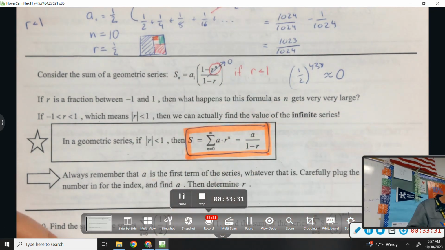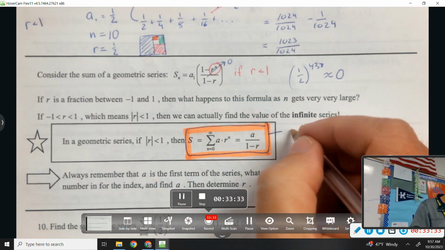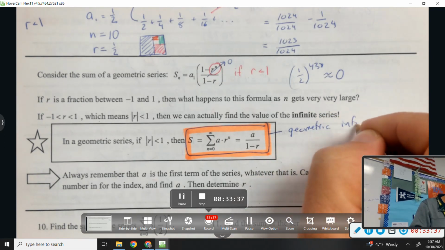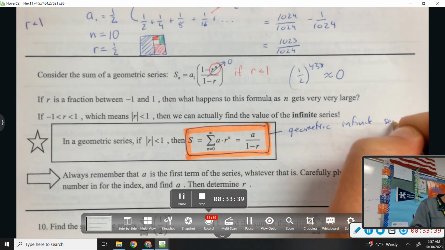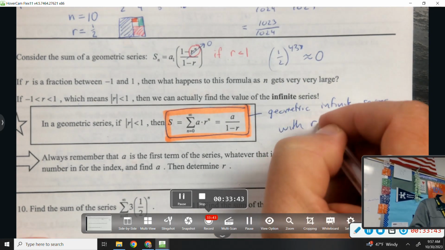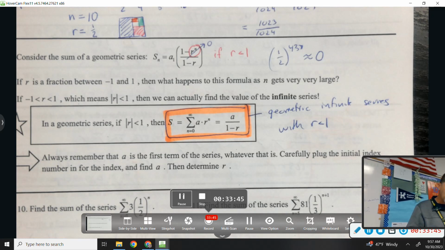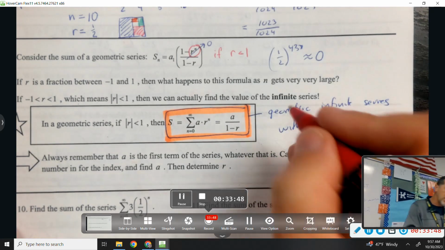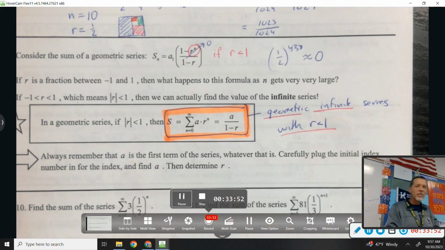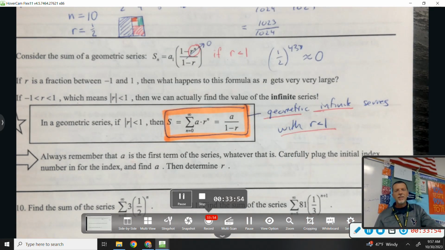Now, be careful, this is only for a geometric infinite series with r less than 1. So it's a great formula, but it's only for geometric, only for infinite, only when r is less than 1. So, nice formula, but pretty narrow when you get to use that formula.